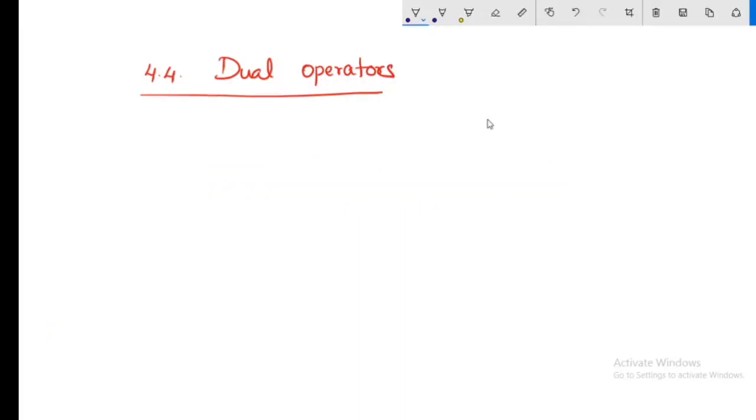We are going to start our new section, dual operators. Let us recall what is X star. X star is the set of all bounded linear functionals on X. That means the set of all f such that f is a function from X to K such that f is bounded. Now what do you mean by f is bounded? There exists a c belonging to K such that modulus of f of x is less than or equal to c into norm of x.